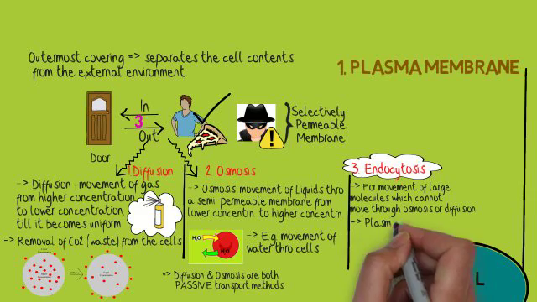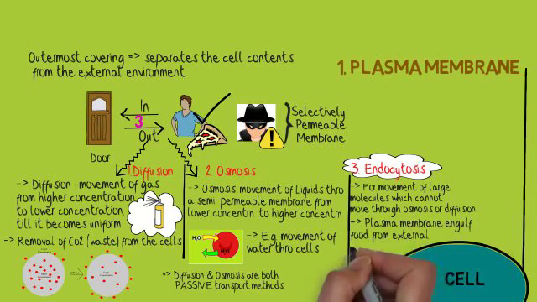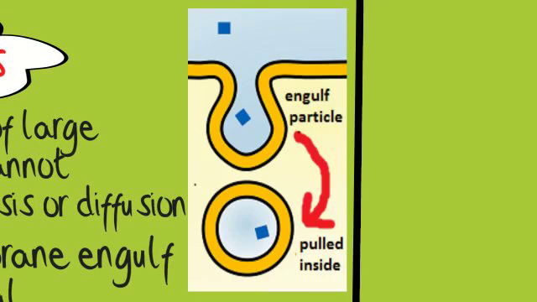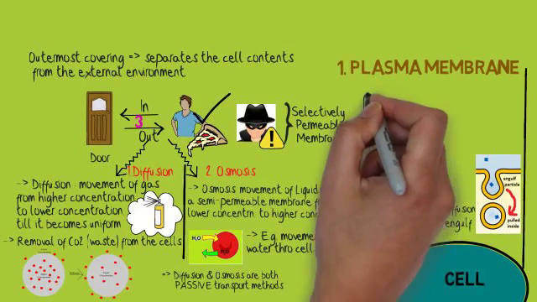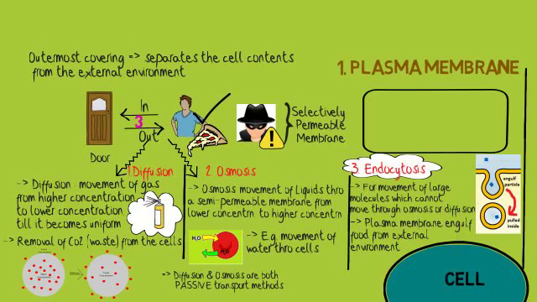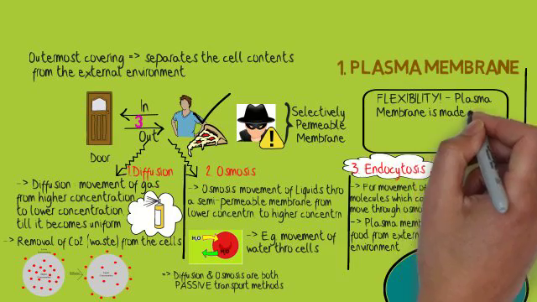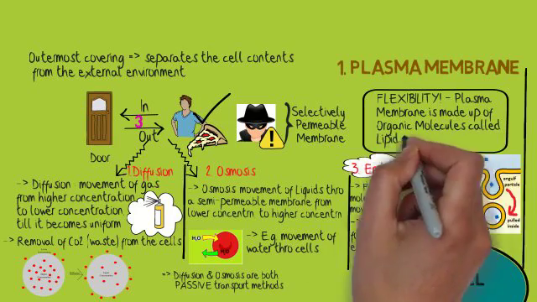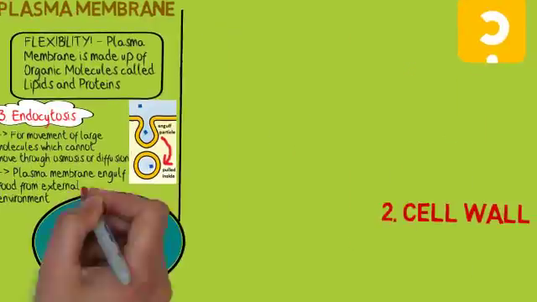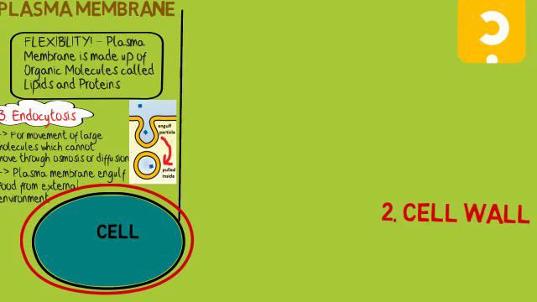The flexible plasma membrane engulfs food and water molecules present in the external environment by surrounding them and pulls them into the cell. The opposite can also happen, that is, sending large molecules of waste out is also possible, and it's called exocytosis. There is one key characteristic of the plasma membrane which makes endo or exocytosis possible, which is flexibility. This flexible membrane is made of organic molecules called lipids and proteins. Let's move on to the next component, the cell wall.